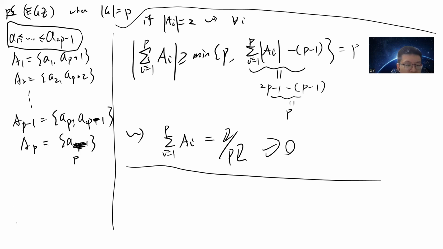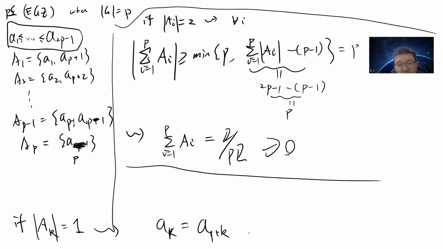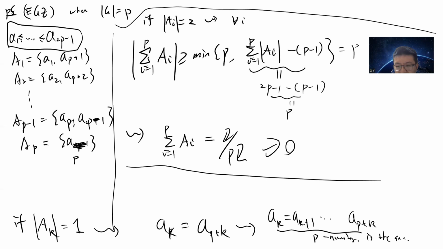But if, let's say, some A_k has only 1 element, that means that A_k is the same as A_{P+k}. Then this proves that A_k equals A_{k+1} up to A_{P+k}. Right? So you will have P numbers which are the same. So definitely, if you take all of these, they must sum to 0. Okay. So we prove the result, right?